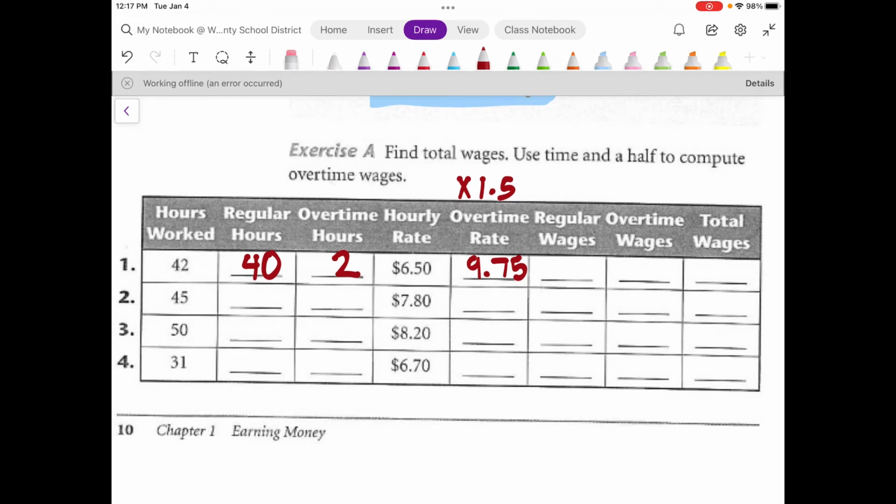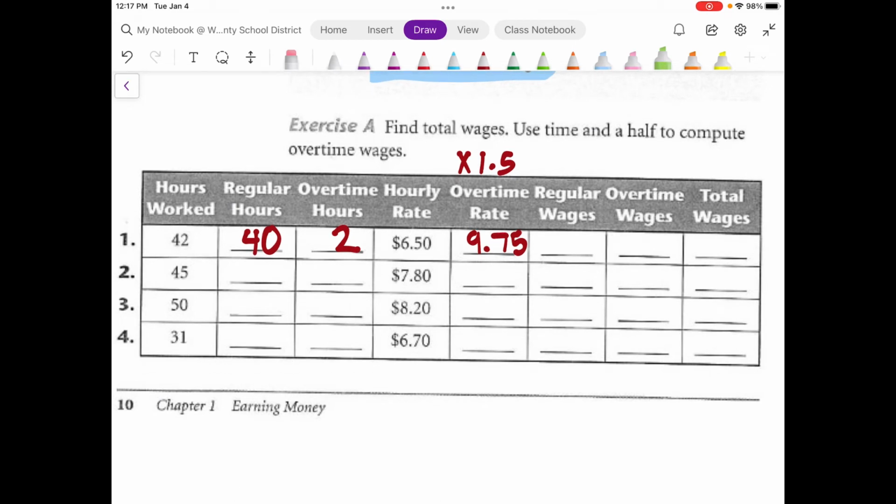Figuring out our regular wages. Okay, so the regular wages, this means you're going to take your 40 hours and you're going to multiply it by your regular rate. So 40 times 6.50, that's going to give me $260. That's how much I made with my regular hours.